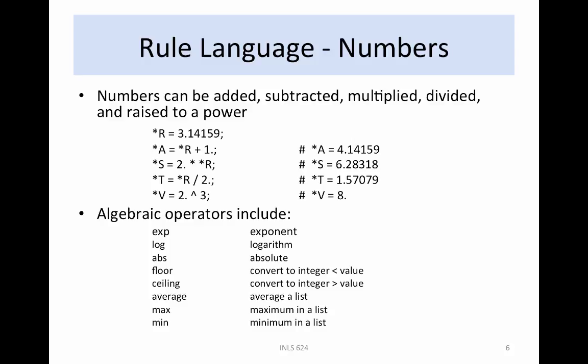The standard algebraic operations can also be applied. Exponentiation is done with either ^ or exp. You can apply logarithms, log, take the absolute value, abs, generate the largest integer less than the value, floor, generate the smallest integer greater than the value, ceiling, calculate the average of a list, average, calculate the maximum value in a list, max, and calculate the minimum value in a list, min.